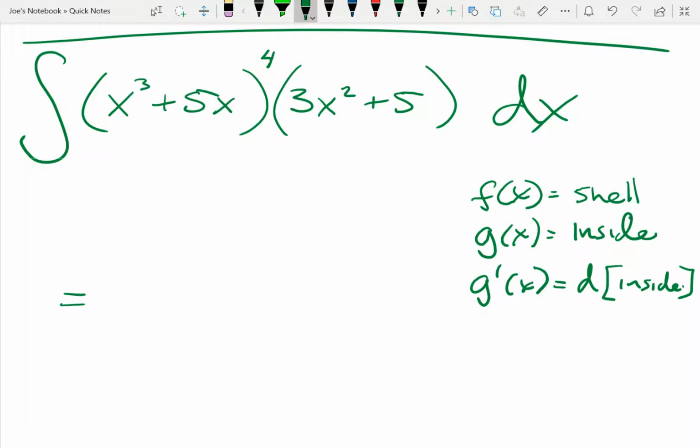Alt Shift P. Okay, good. Now the people don't have to wait. What's the shell? What's the outside function? What's the inside function? What's the derivative of the inside?